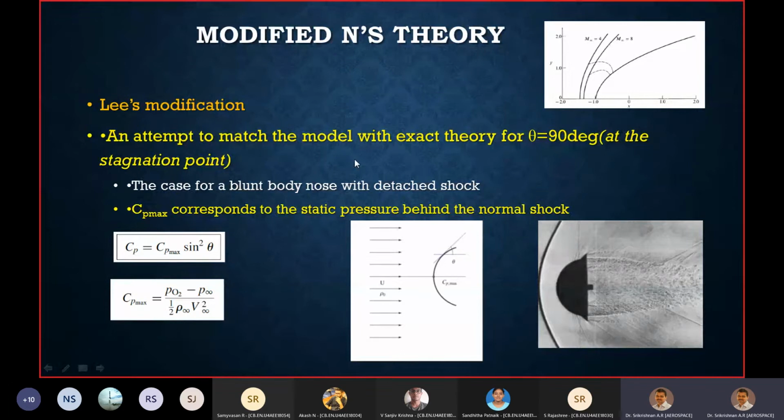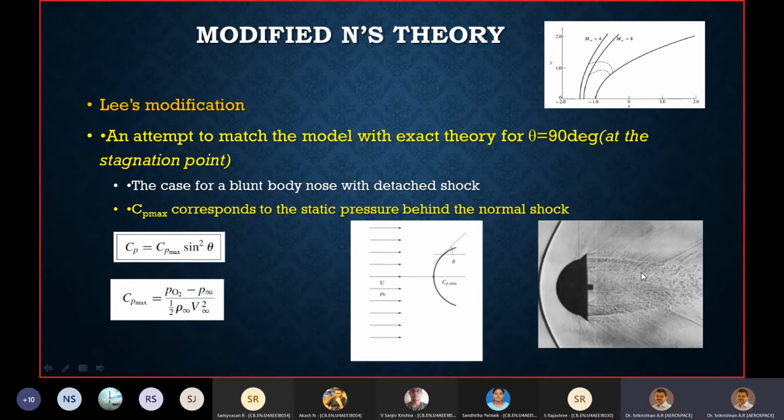I'm just coming back to that. Please look at the pictures. They are all depicting detached shock formation. So basically all of them have a blunt body nose with a detached shock. Now Cp max corresponds to the static pressure just behind the normal shock, because that is what is felt at the blunt nose of the body.